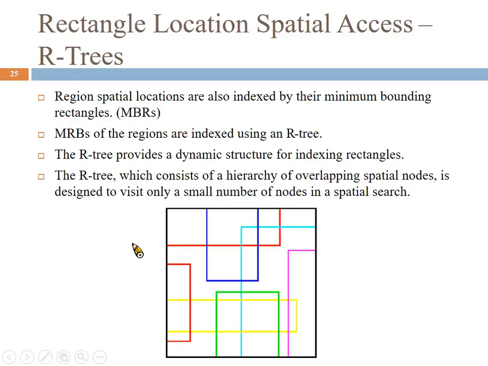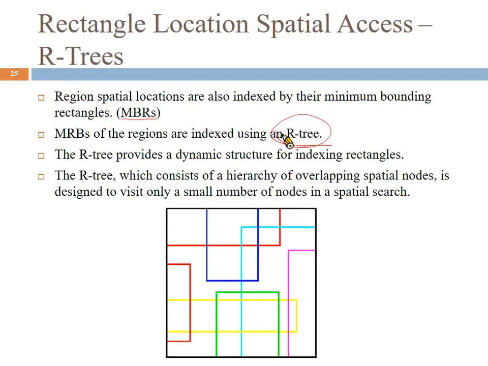And for a spatial query, sometimes we care not only about the location but also about the area covered by the image region. So we also need to check the region spatial location, because we may need to check whether some region is contained by another region, or whether two regions overlap. Okay, so region spatial locations are also indexed by their minimal bounding rectangle, and the minimal bounding rectangles of the regions are indexed using an R tree.